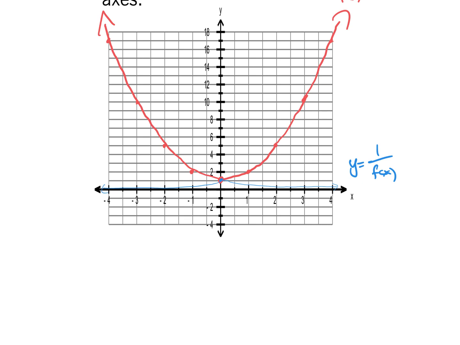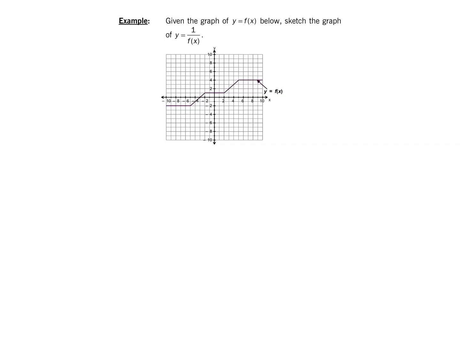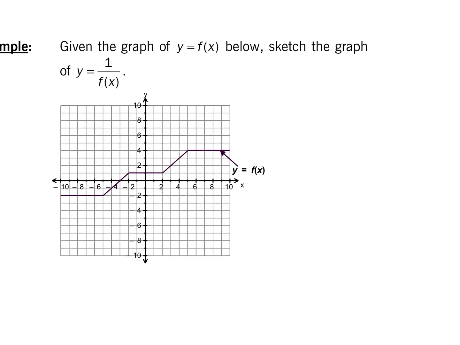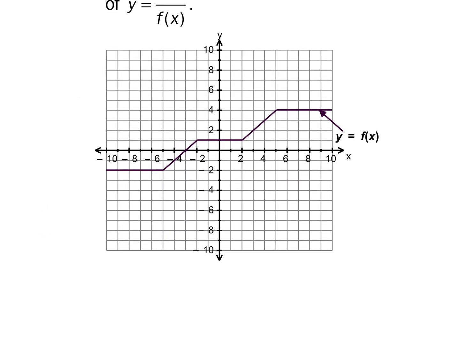All right. We've got a fun-looking graph. Go ahead, and we are going to sketch the reciprocal of this. How many x-intercepts do we see? 1. Where is it? X equals -3. So we're going to draw an asymptote there.